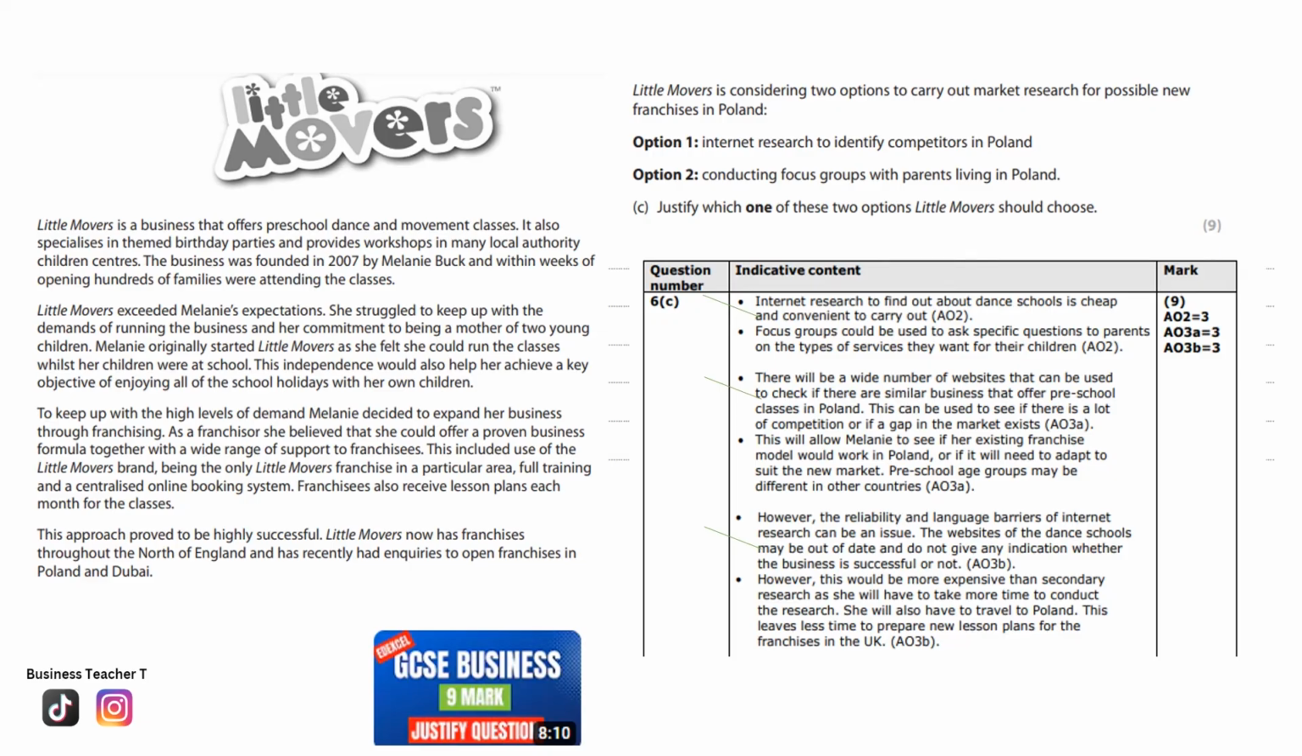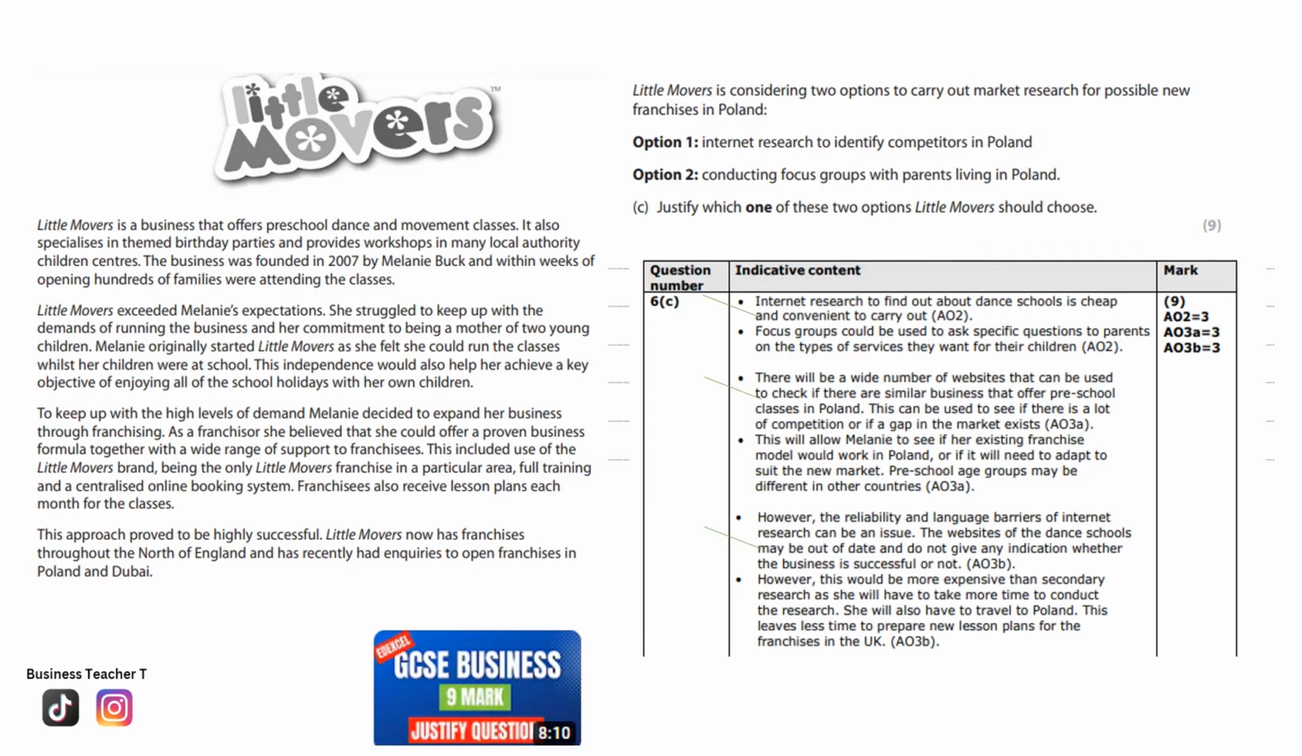Or option 2, conducting focus groups with parents living in Poland. Focus groups could be used to ask specific questions to parents on the types of services they want for their children. This will allow Melanie to see if her existing franchise model would work in Poland or if it would need to adapt to suit the new market. Preschool age groups may be different in other countries.